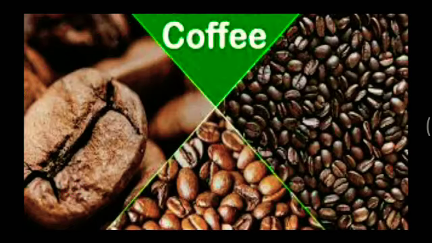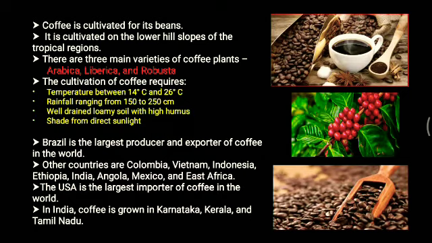Now next we have coffee. Like tea, coffee is also a popular beverage. Coffee is basically cultivated for its beans. The coffee beans are roasted and ground for brewing. It's cultivated on the lower hill slopes of the tropical regions.